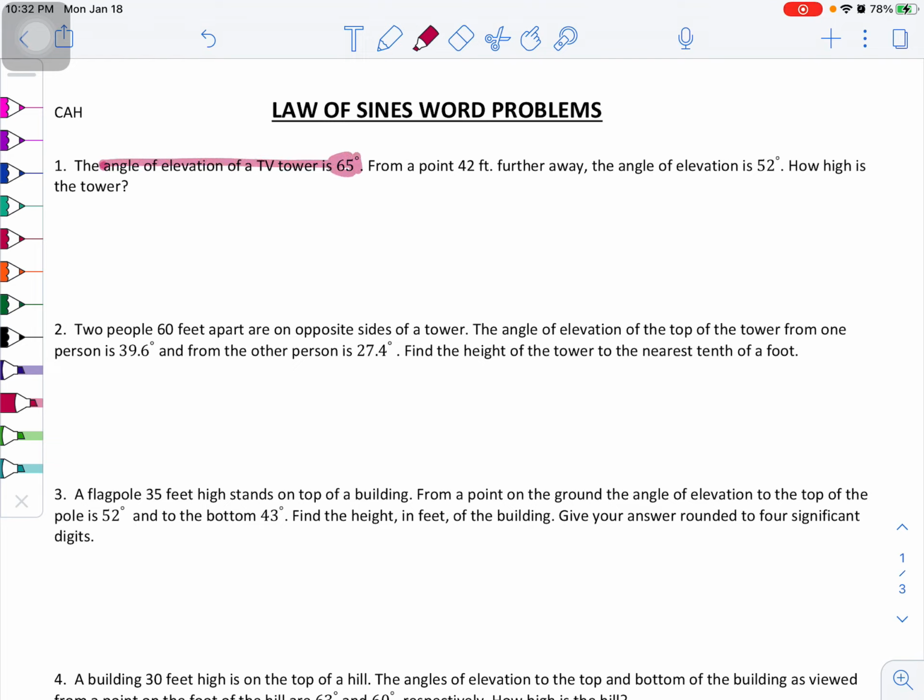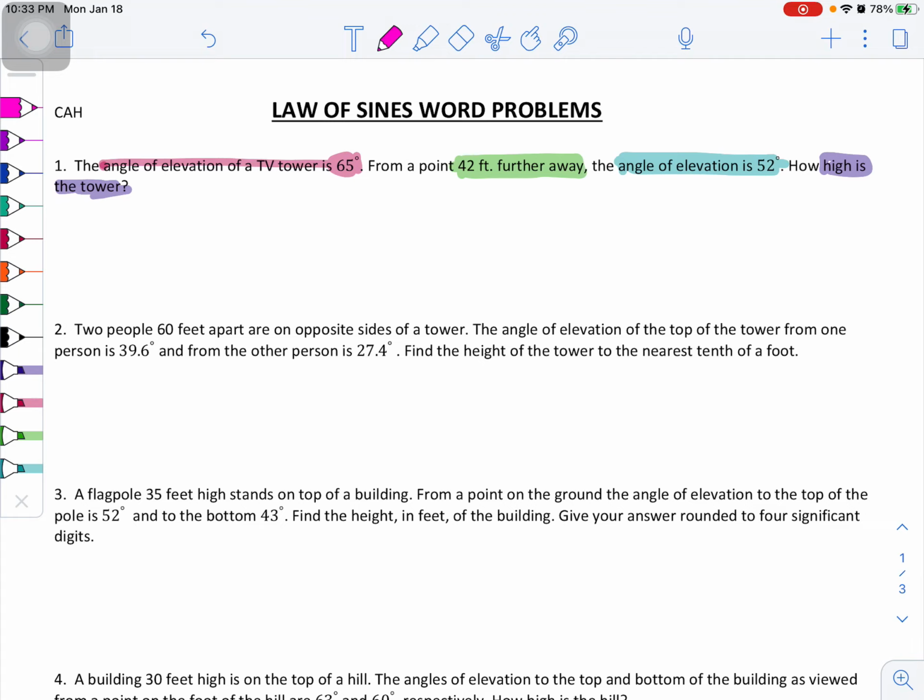All right, the angle of elevation of a TV tower is 65 degrees. From a point 42 feet further away, the angle of elevation is 52 degrees. And the final question is, how high is the tower?